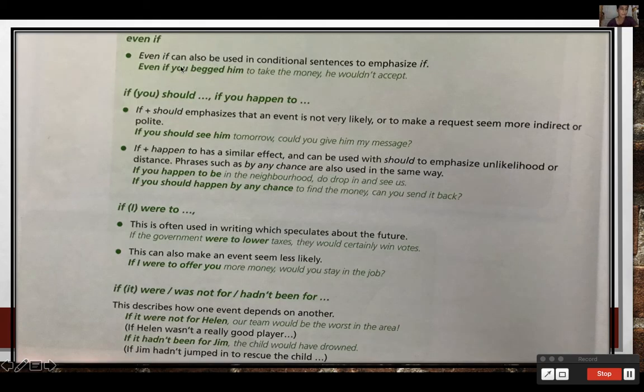Now, even if. Okay, even if. Even if can also be used in conditional sentences to emphasize. Even if you beg him to take the money, he wouldn't accept. Even. Okay, even. Right?